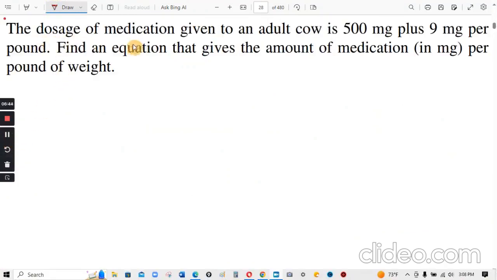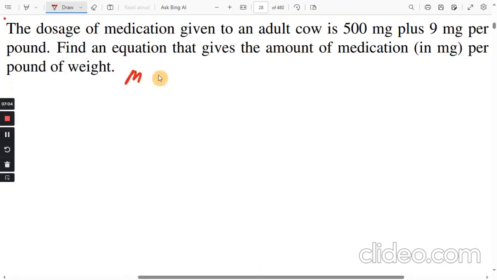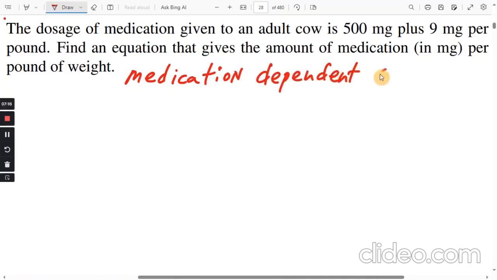Example 3, the dosage of medication given to an adult cow is 500 milligrams plus 9 milligrams per pound. Find an equation that gives the amount of medication per pound of body weight. Okay, so the amount of medication is dependent on weight, right?